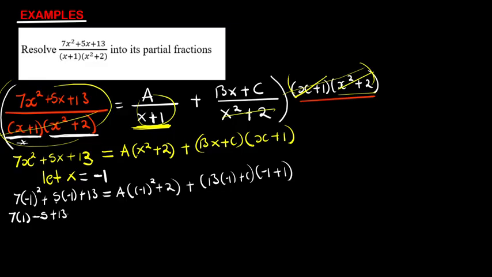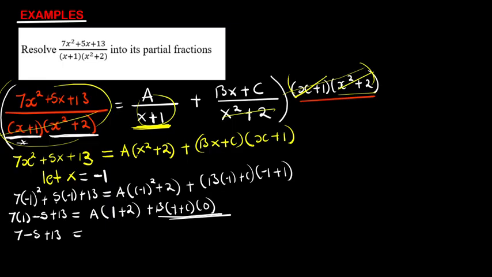Negative 5 plus 13 equal to a there, meaning that negative 1 squared, what's the negative 1 squared? The answer is just 1. So it will be 1 plus 2, plus b, like that. Then on this side, I'll have negative 1 plus c. Then this is 0. So the answer there is 0. Then this side, I'll have 7 minus 5 plus 13 equal to a there. Then what will be here? It will be 3.